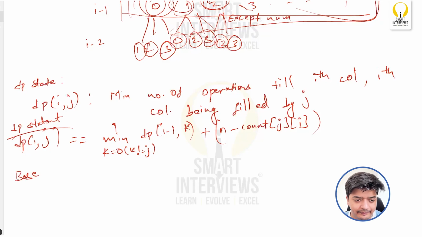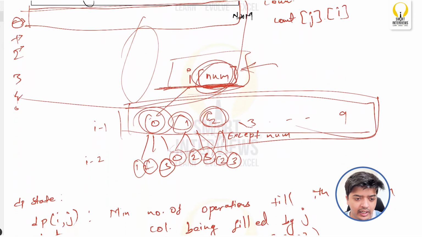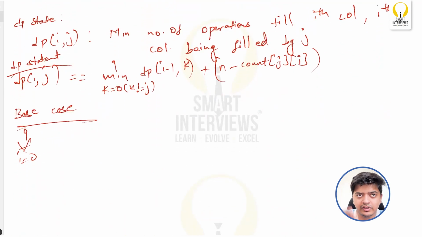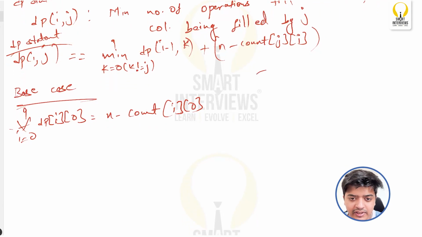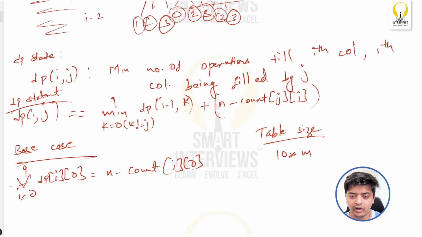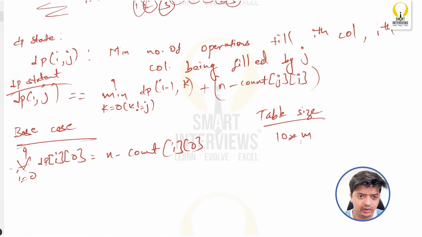Base case. The base case will be very simple: for all I from 0 to 9, because your DP table will have all elements from 0 to 9, the first column DP of I comma 0 will be equal to n minus count of I comma 0. This will give me the minimum number of moves required for each case. The table size will be 10 rows and m columns, where m is the number of columns in the original matrix. All this should be enough for us to get to the answer.